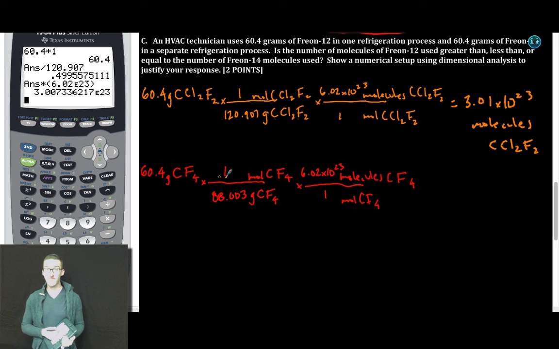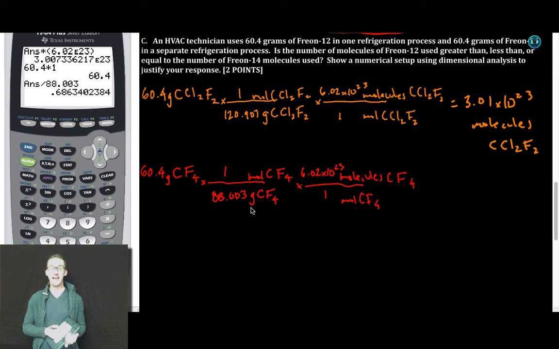Let's take a look now at Freon 14. 60.4 times 1, answer, divided by 88.003, answer. Notice that we have a larger number of moles of CF4 because our molar mass of CF4 is smaller.